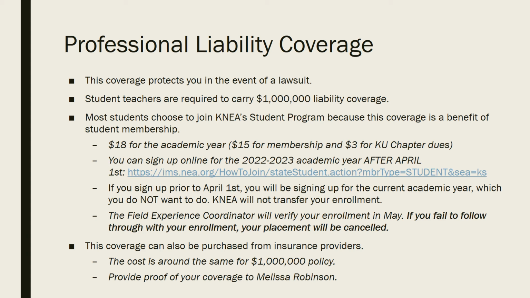If you choose to go with KNEA for your coverage, you can sign up online after April 1st. If you sign up prior to April 1st, you will be signing up for the 2021-2022 academic year, which you do not want to do, and KNEA will not transfer your enrollment. If you join KNEA for your liability coverage, there is no need to submit anything to me because I will verify your membership with them in May. The URL for the online membership form can be found on this PowerPoint slide and in the Required Forms sidebar.